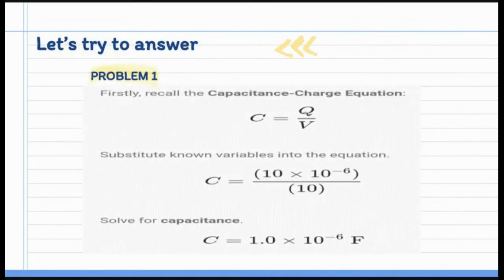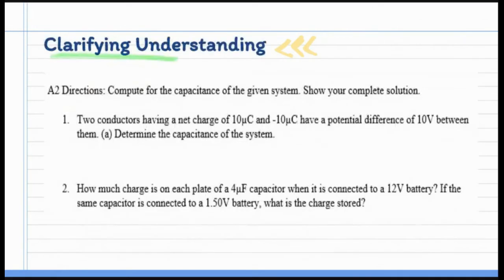Now remember, 1 microfarad or 1 microcoulomb is equal to 1 times 10 to the negative 6 coulombs. Now, we use the capacitance charge equation. Why? Because in the given problem, we have a charge of 10 microcoulombs and 10 volts. So that would suffice equation number 1. C is equal to Q all over V.